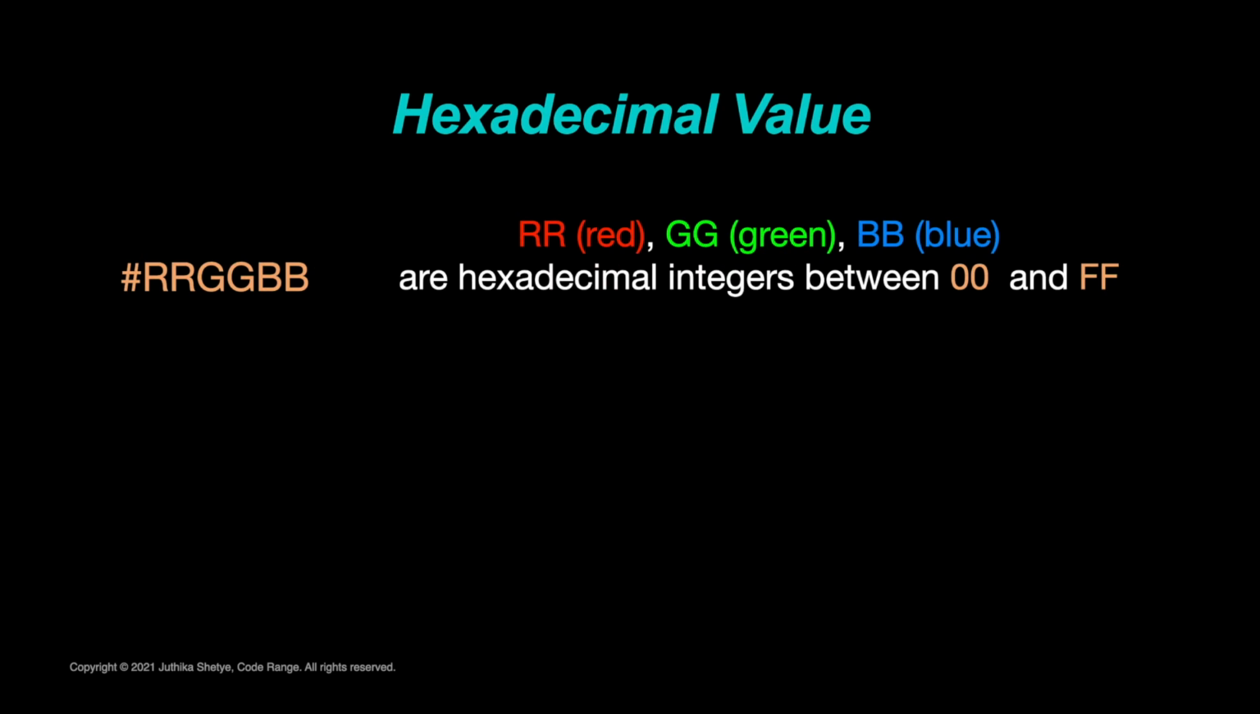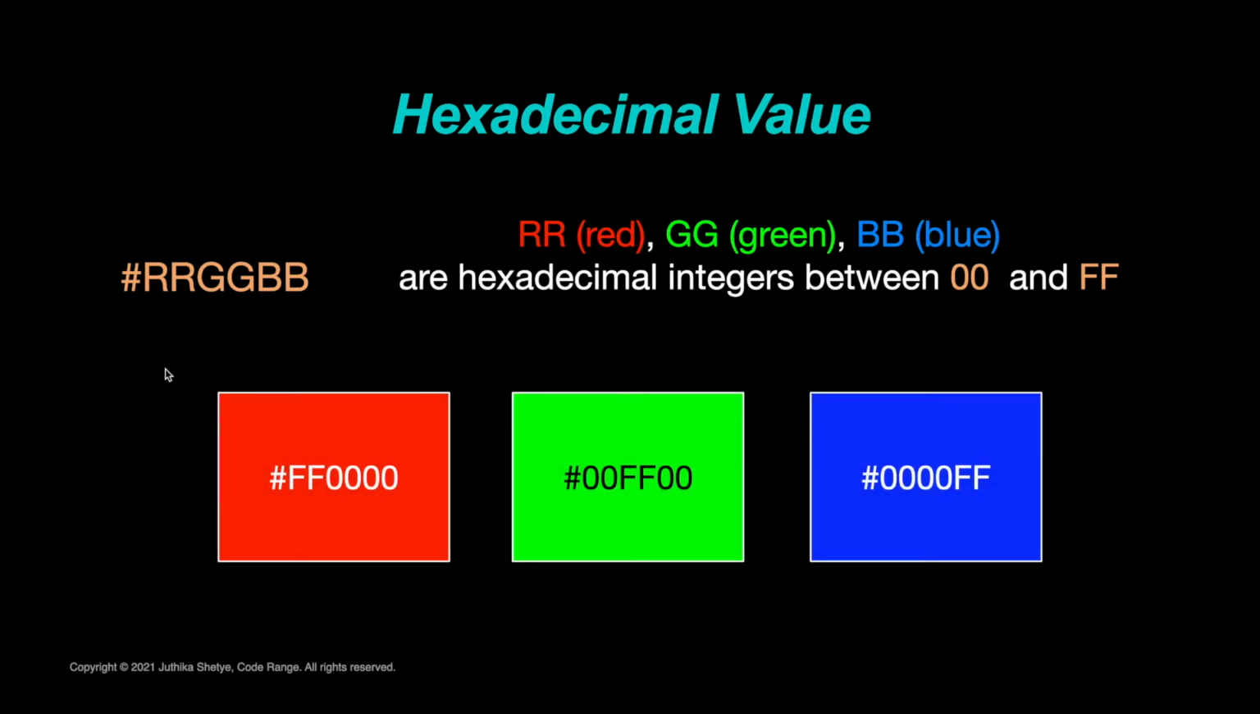And the way it works is that the first two slots are for red, next two for green, and the last two for blue. The bigger the number you put in there, the more red, green or blue you will see. So for example here, pound sign FF0000 is displayed as red because the red slot is set to its highest value FF and the other slots are set to the lowest value 00. Similarly, here the green is set to the highest and here blue.